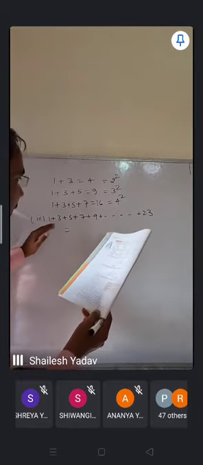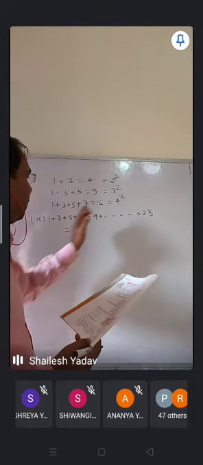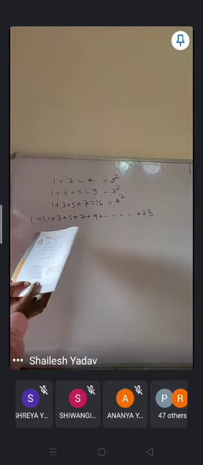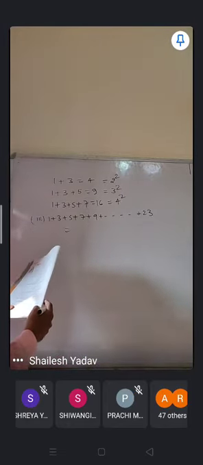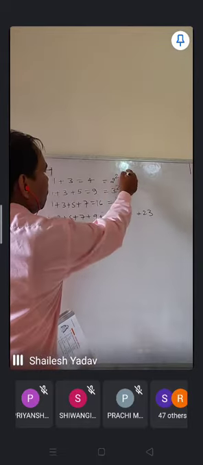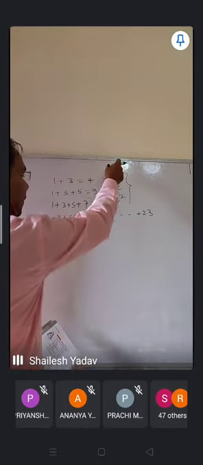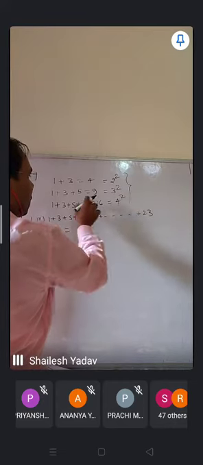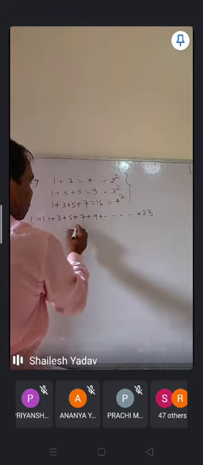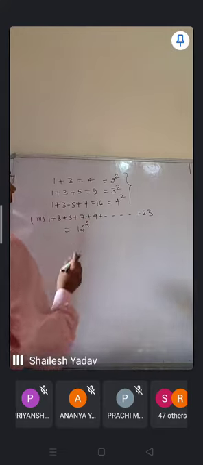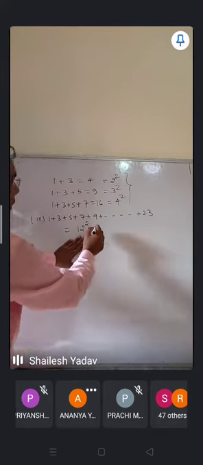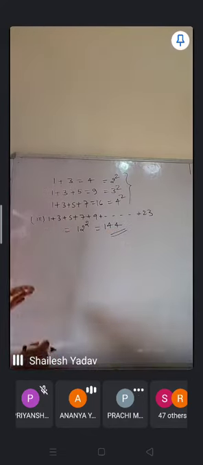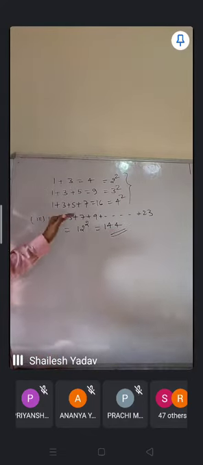So first count in the book how many odd numbers are there from 1 to 23. Count in the book. That is 12. So if you follow the same sequence, what will be the sum? If 4 odd numbers were there, it was 4 square. So if 12 odd numbers are there, the sum will be 12 square, and 12 square is equal to 144.